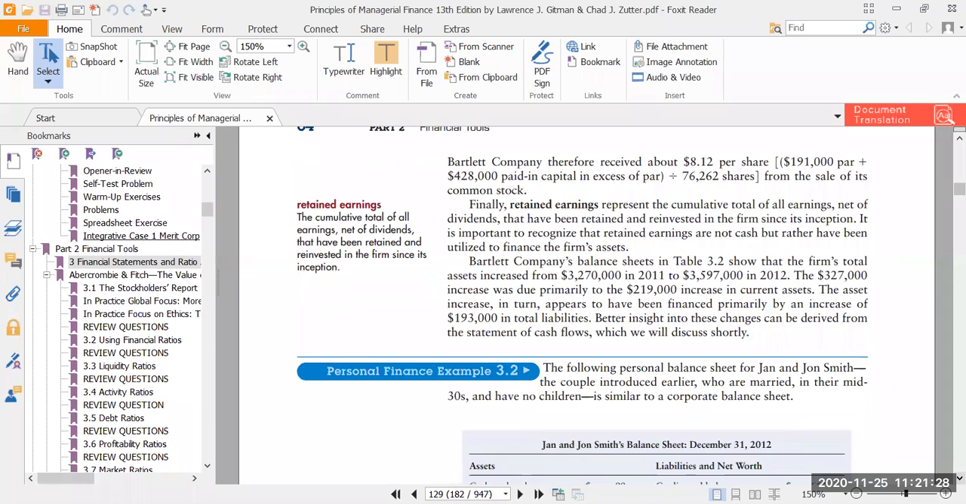What is retained earning, by the way? Anyone who can explain what retained earning is?